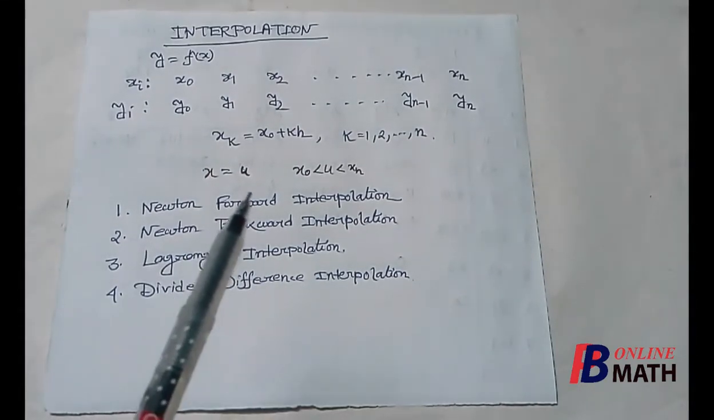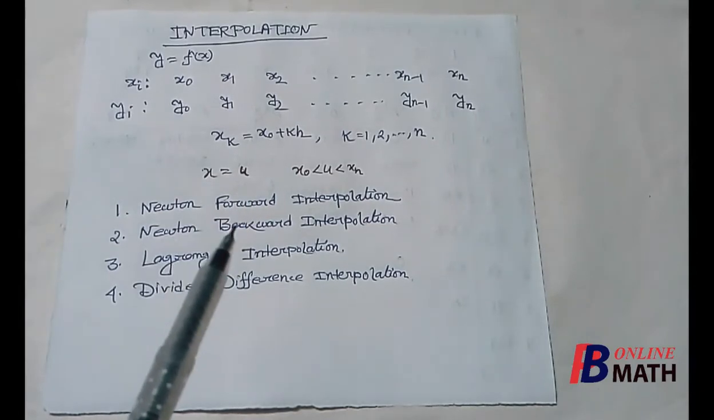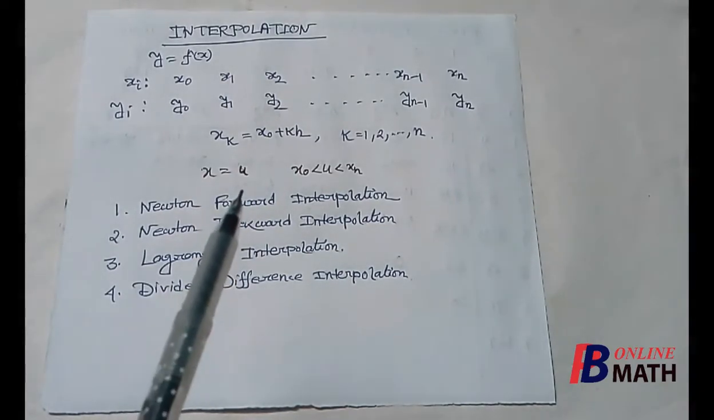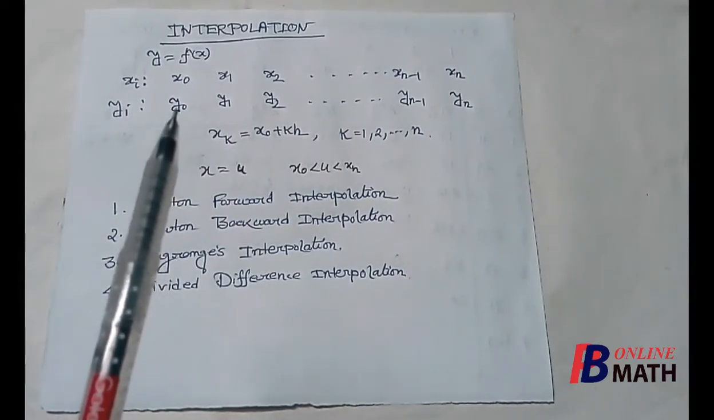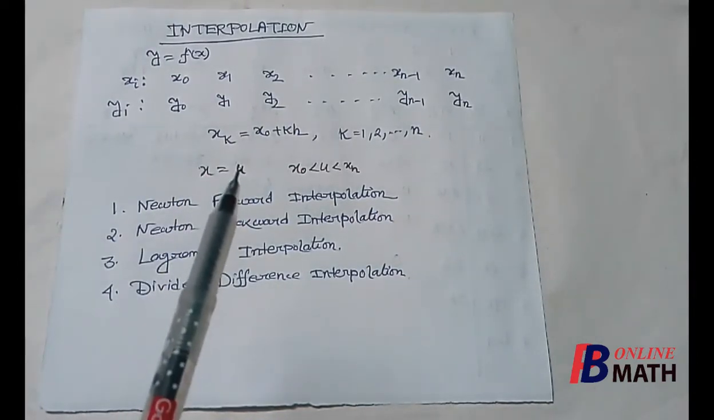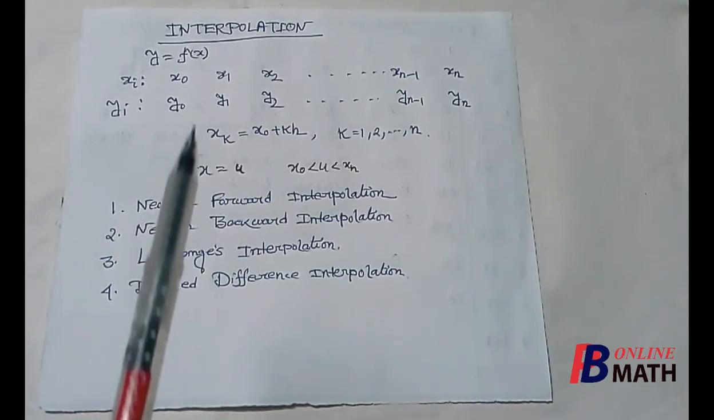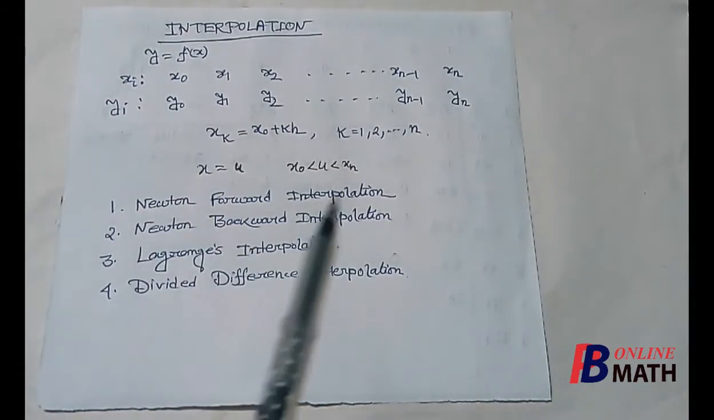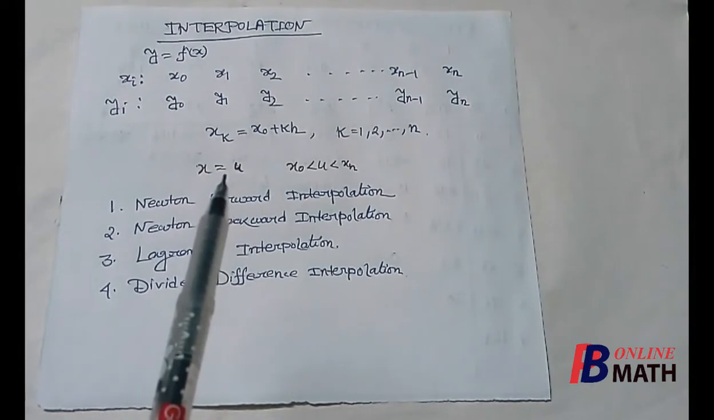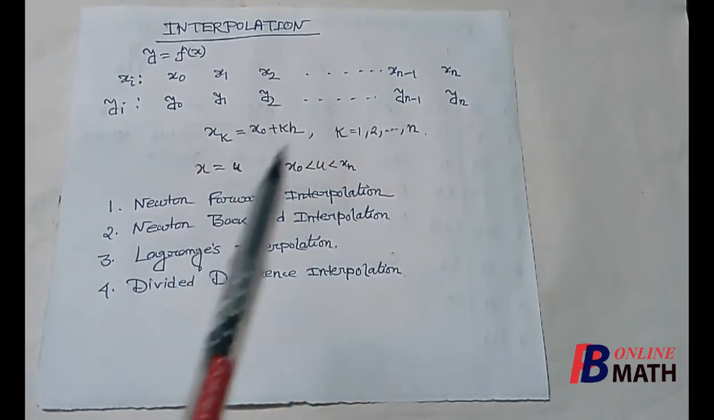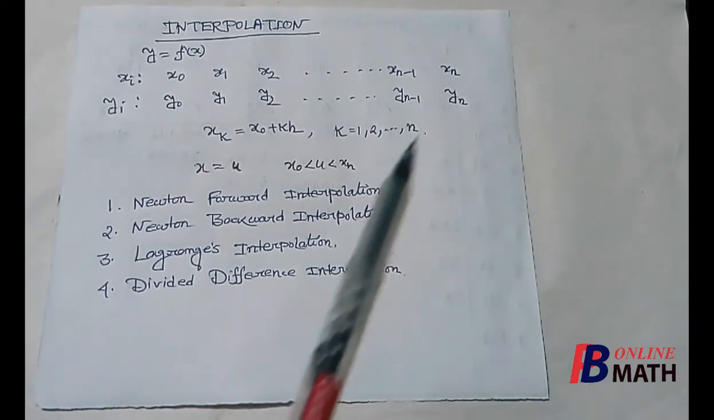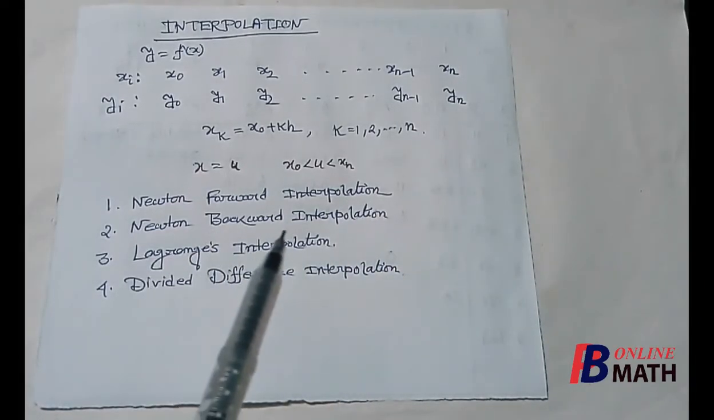Based on the position of this point u, we use different interpolation formulas. If the point u lies near to the start of the table, that means if the point u lies very near to x0, then we use Newton's forward interpolation formula. If the point u lies at the end of the table, that means if the point u lies near to xn, then we use Newton's backward interpolation formula.